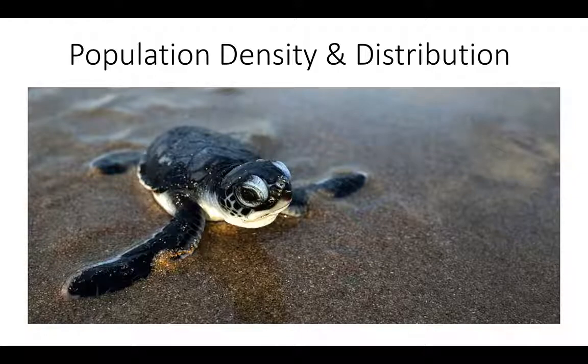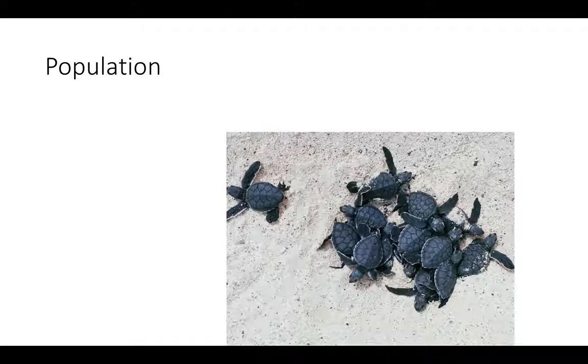Okay, so let's take a look at population density and distribution. If you remember from the previous chapter, a population is a group of organisms of the same species that live together in one place and they interbreed or mate with each other. So here is an example of some sea turtles that are all in the same population.